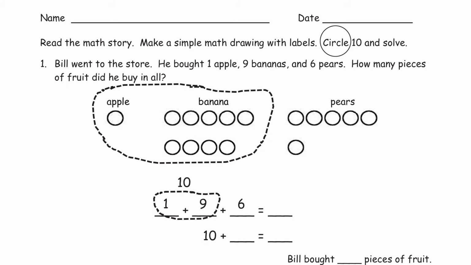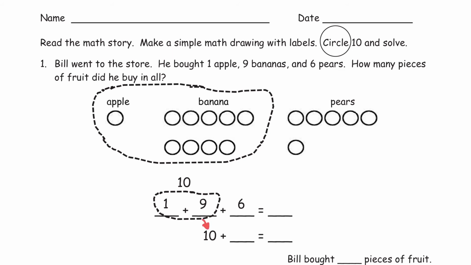All right, here's number 1. We're going to do this together. Bill went to the store. He bought 1 apple, 9 bananas, and 6 pears. How many pieces of fruit did he buy in all? So here's his 1 banana. There's his 1 apple. Here are his 9 bananas, and here are his 6 pears. They've already made our group of 10 here for us, haven't they? 1 plus 9. So that's where they got this 10 from.